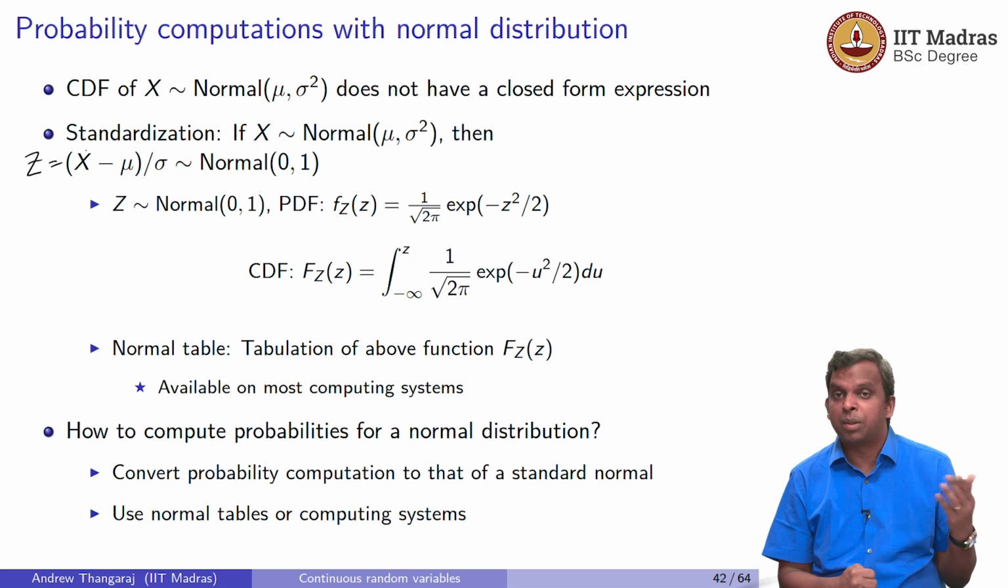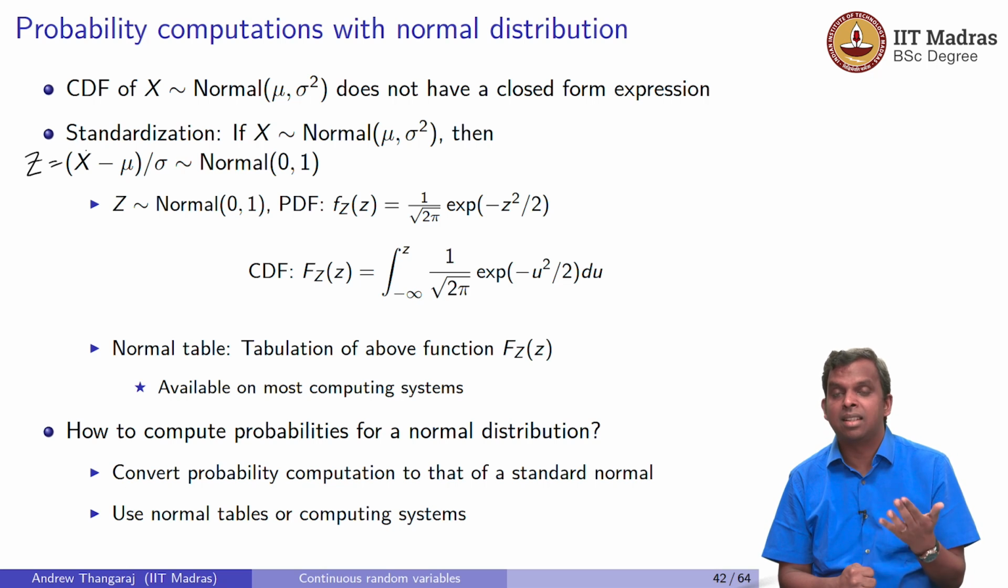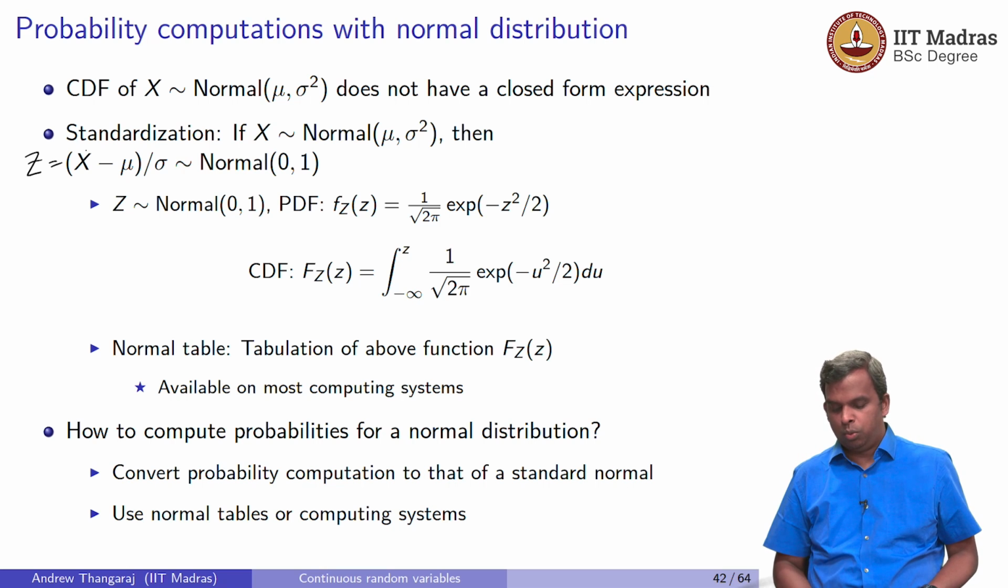Okay. So in the exponential and uniform case, we could get closed form simple expressions for probability computations. For the normal random variable, you have to use tables, or you have to use a computer which has the CDF for the normal, at least the standard normal, built in. Okay. So this is the way you do probability computation.